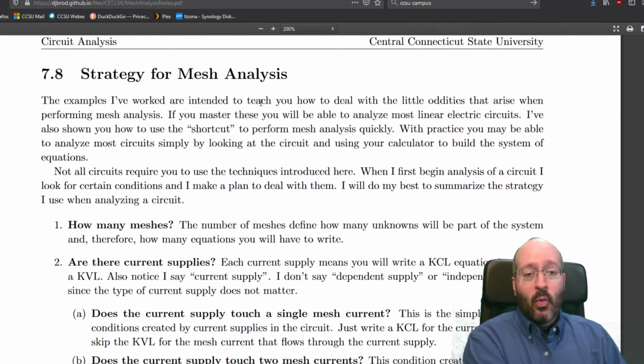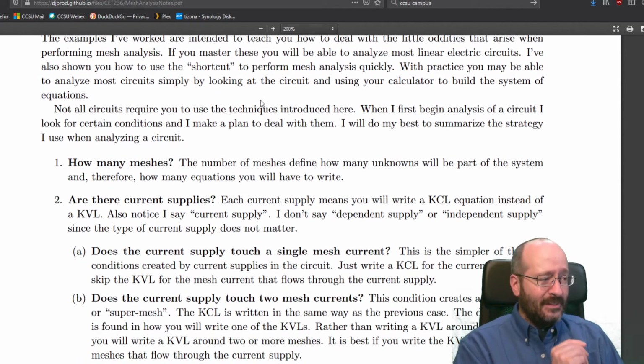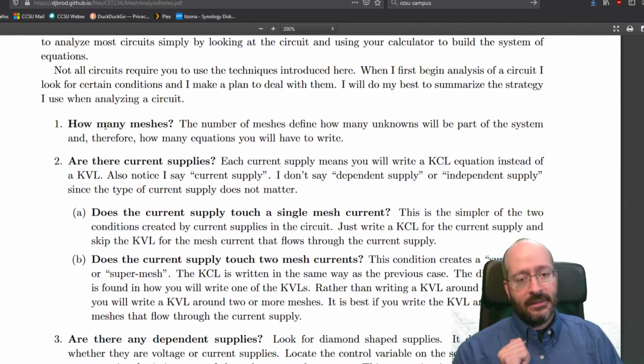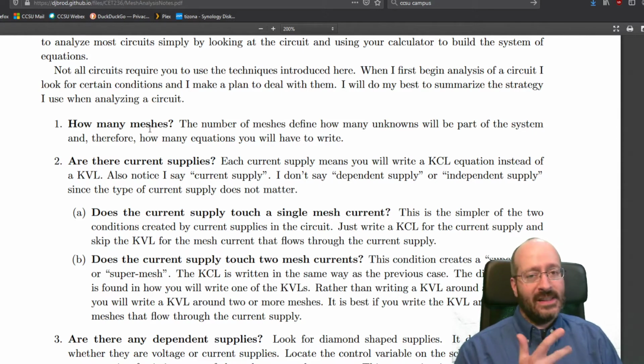When I first look at a problem and I'm considering using mesh analysis, the first thing I do is count the meshes, because that's going to define how many unknowns I need to solve for, and that tells me how many equations I'm going to need during my analysis.